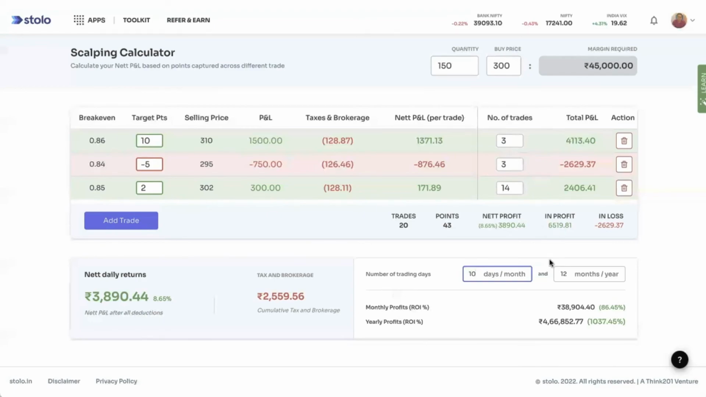So this is a quick guided tour, or a quick tutorial video, about how the scalping calculator works. Please help us by providing your feedback. Leave in the comment section what you think, what improvements you would like to see in this, or any other feature you would like in this calculator. I hope you understood the power of Stolo, the power of the scalping calculator.